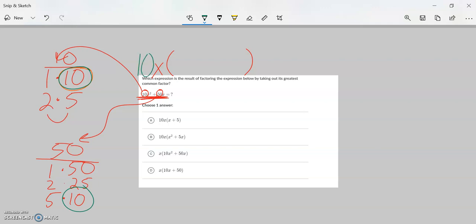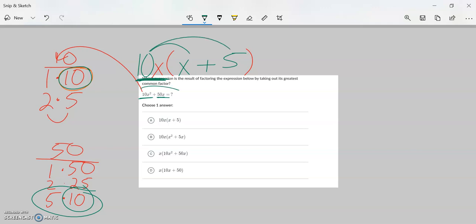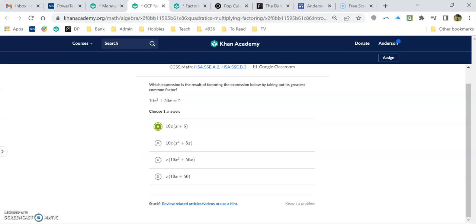So 10x goes outside. Then it's going to be this 10x times what equals your first term, 10x squared. What is missing? We need an extra x. Then 10x times what is 50x? We already have the x, but we need 10 times this 5 down here, so plus 5. So 10x times x plus 5. If you multiplied or distributed this 10x, you would get the exact same answer as this. That's the intent here. And in this case, our answer is going to be A.